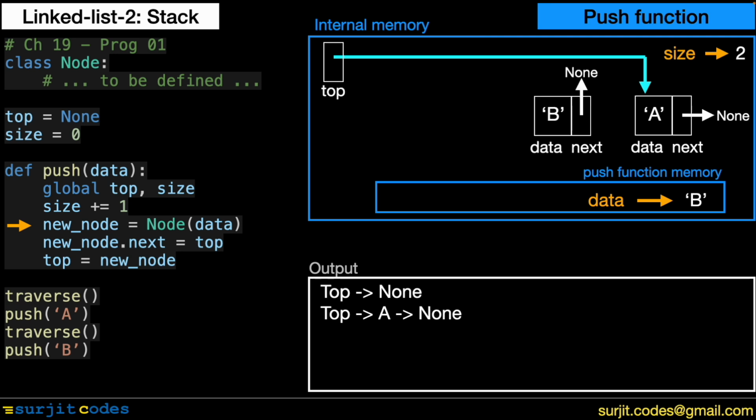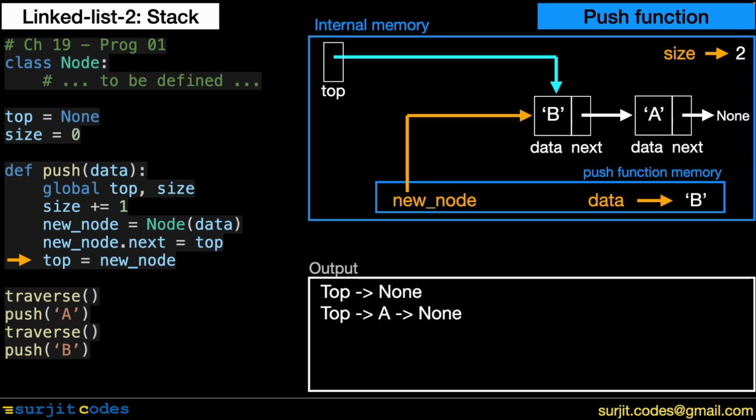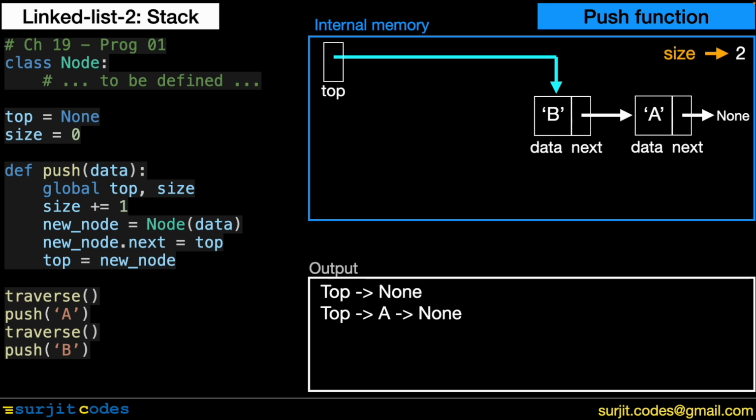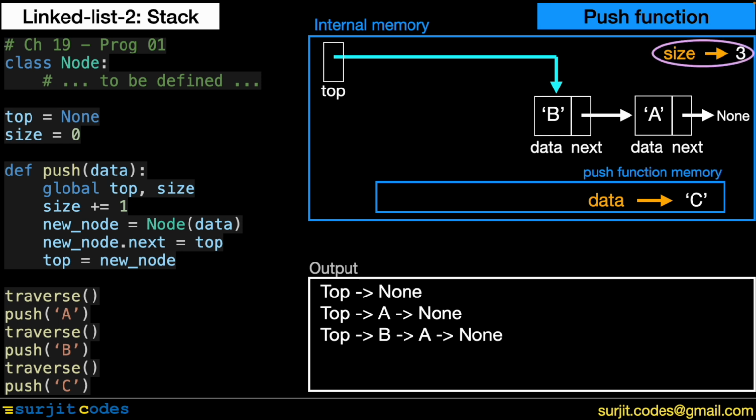A new node is created with B as its data and its address is stored in a local variable new node. The next attribute of new node is set to the current value of top. It means both of them now point to the node A. Finally, in the last statement of the push function, top is updated to new node. This means that now top also points to node B. With this, the execution of the push function ends once again and the stack now has two nodes. The traverse function confirms this. One more push operation proceeds as follows.